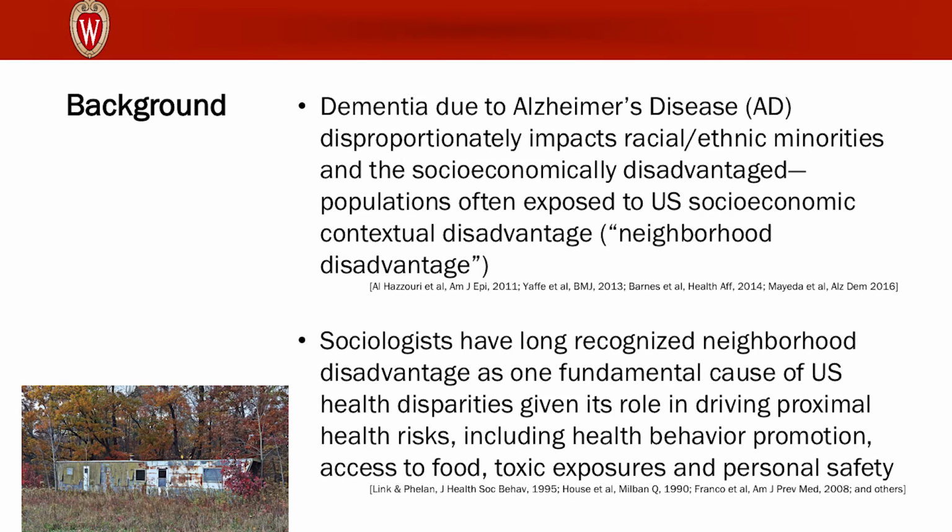So what we do over in the Health Services and Care Research Program, we're looking at dementia predominantly due to Alzheimer's disease, and how we see this disproportionate impact on racial and ethnic minorities and the socioeconomically disadvantaged. So notice we're trying to keep these separate, and you'll see this as we get into the ADI. We make an explicit effort to keep race and ethnicity out of the ADI so that as researchers you can add that back in, so we're not double dipping on the race categories. And obviously you've long recognized that neighborhood disadvantage is a fundamental cause of health disparities.